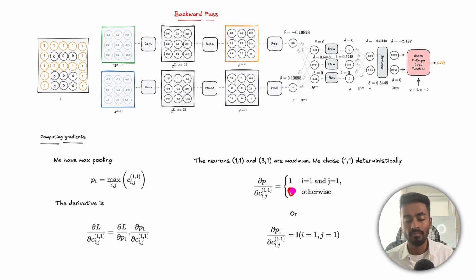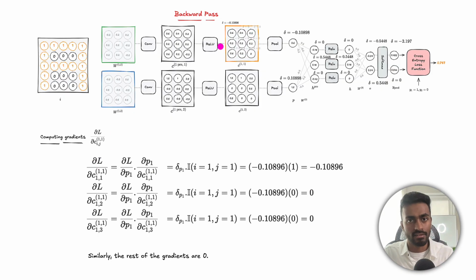And hence it's 0. Now, I'm just going to mathematically define the exact same thing. I'll use this indicator term right over here: if this ij term is such that i is 1 and j is 1 for this specific case, then it's going to be 1. Otherwise, the output is 0. So let's now use this to compute the gradients for each of these neurons.